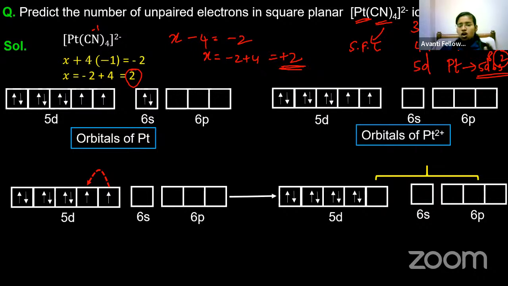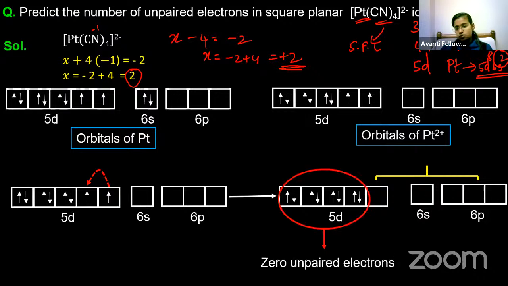Now, the orbitals used for hybridization are d, s and p2. So they will give dsp2 hybridization. But while coming to the unpaired electrons, it is 0. Okay, we don't have unpaired electrons in the 5d orbital of platinum. Okay, so the answer is 0. So is it clear, students? Any doubt for anyone?